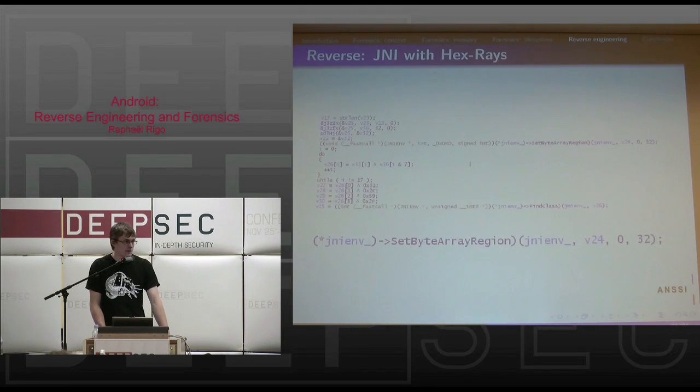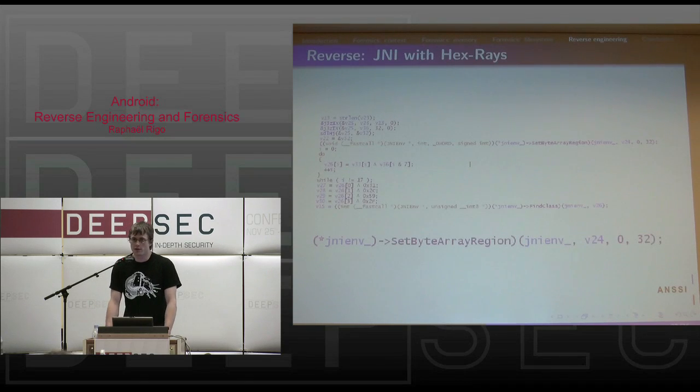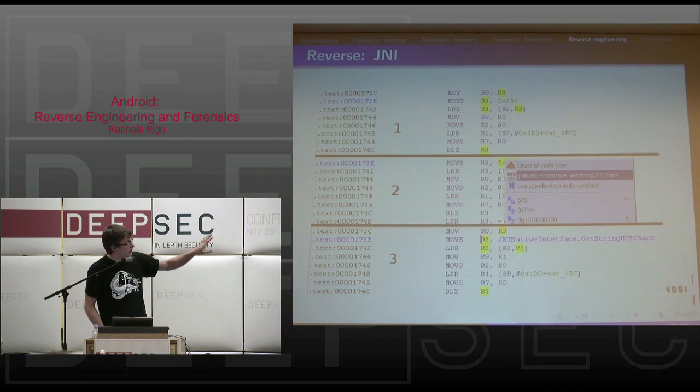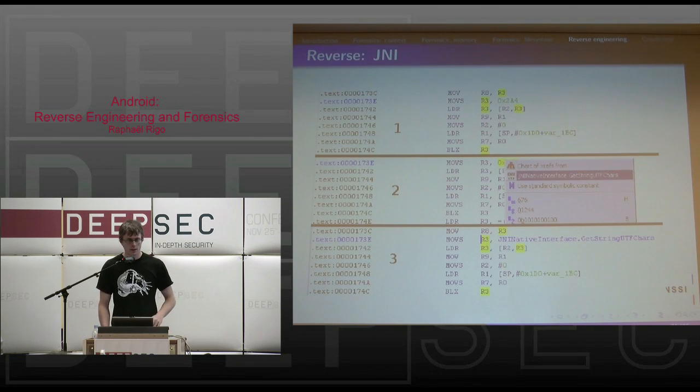With Hex-Rays, it's basically the same. You just apply the definition, and at the end you see that it calls SetByteArrayRegion, and you get some pretty readable C code instead of hard to read spaghetti assembly. In this part, the assembly itself is not classic ARM code. It's in Thumb mode, the small 16-bit mode of ARM, which is a bit more annoying to reverse.